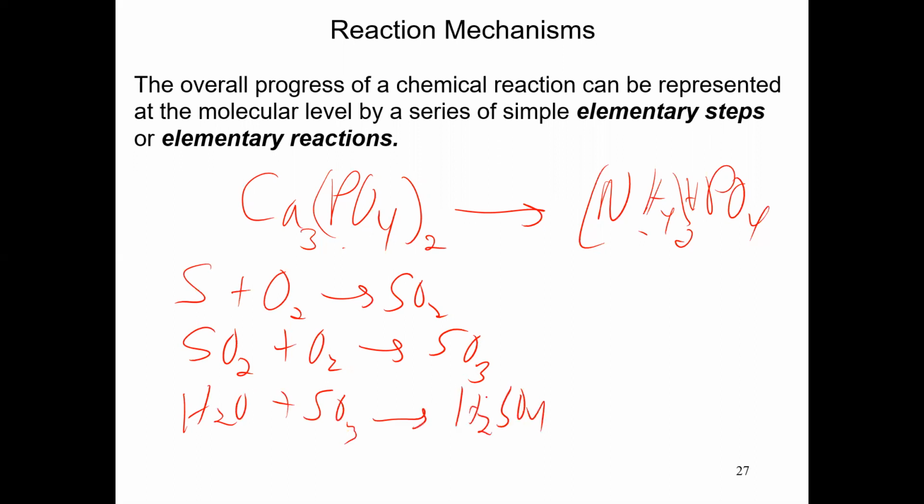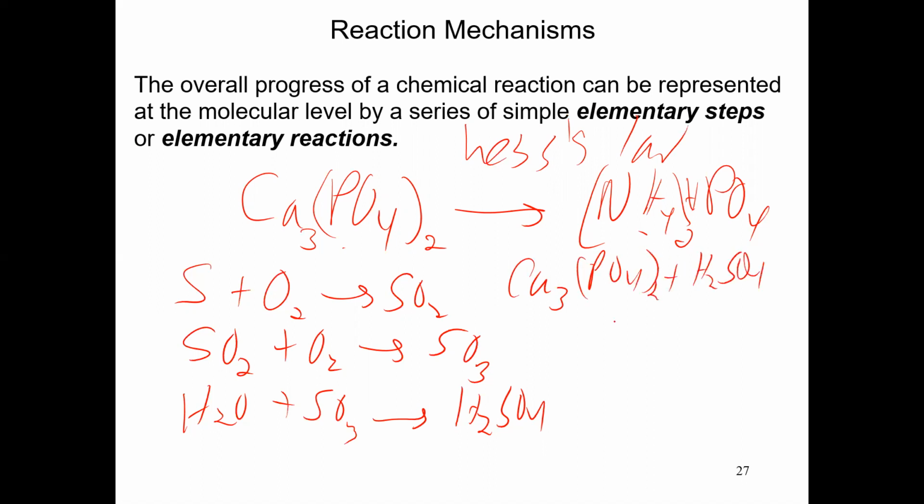Okay. And remember, Hess's law fits. These all will add up, but essentially you go to sulfuric acid now. You take the calcium phosphate, Ca3(PO4)2, plus the sulfuric acid, H2SO4, and you end up getting calcium sulfate plus phosphoric acid. Okay, and you can balance the equations.